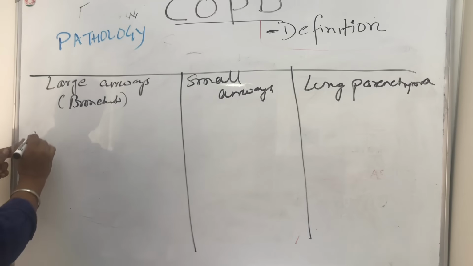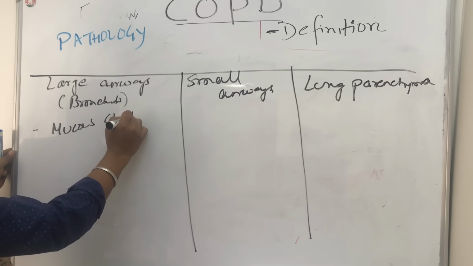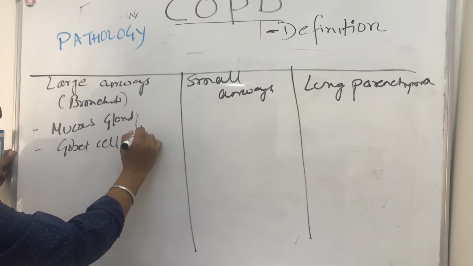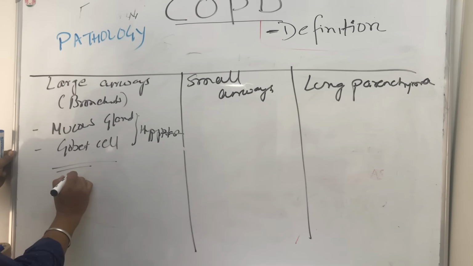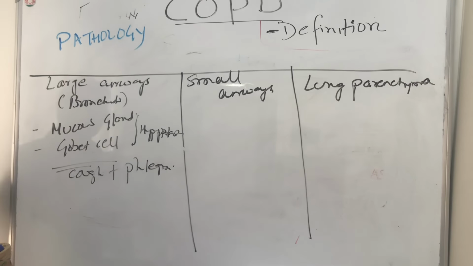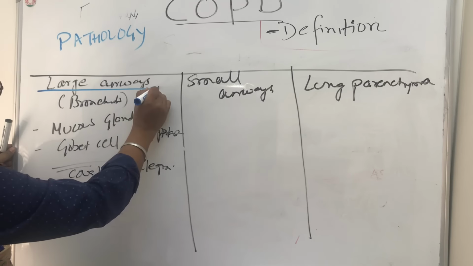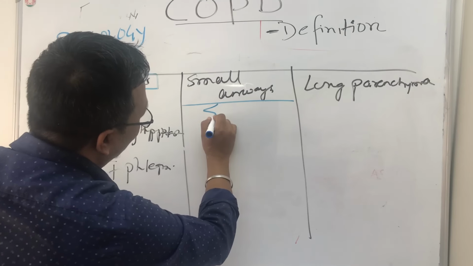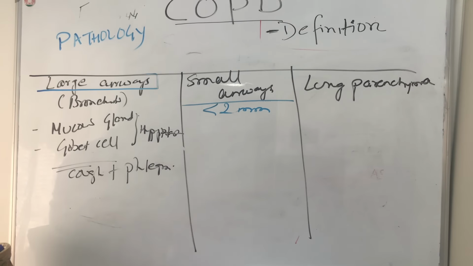So what happens? We know there is mucus gland and goblet cell hyperplasia. They become hyperplastic. And as a result, there is cough plus phlegm or mucus, which is called chronic bronchitis. That happens in large airways. Now, small airways, what are the small airways? We mean those airways which are less than 2 millimeters in diameter. So these are small airways.